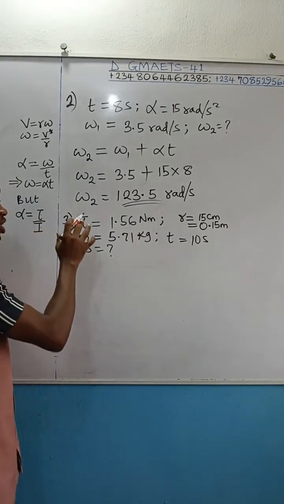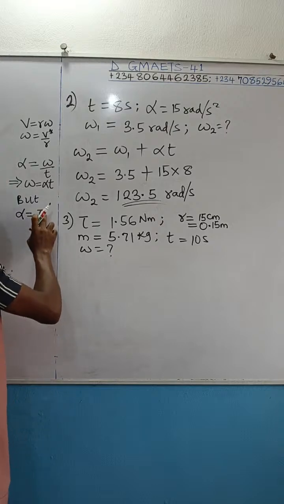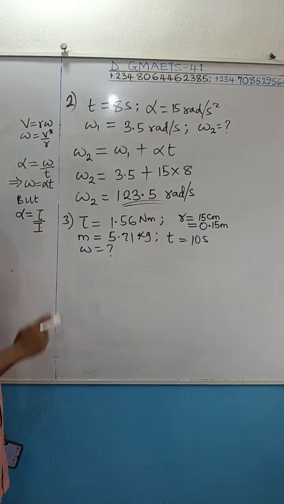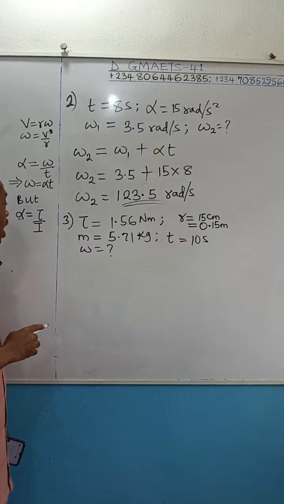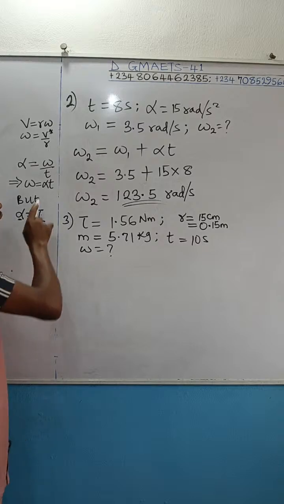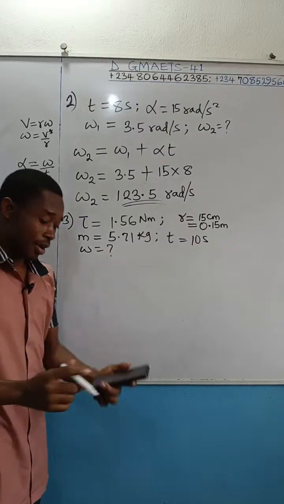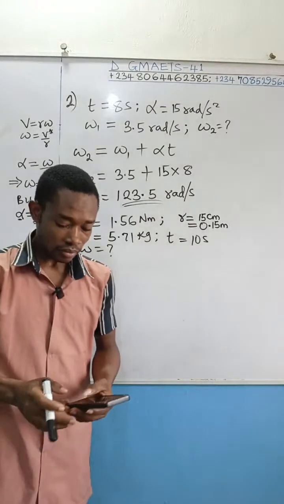So the idea in this question is, if I get the moment of inertia, I divide torque by that moment of inertia, I will get my what? Alpha, which is angular acceleration. And once I get my angular acceleration, my problem is solved. I'll multiply by time to get my angular velocity, which I am being asked to find.